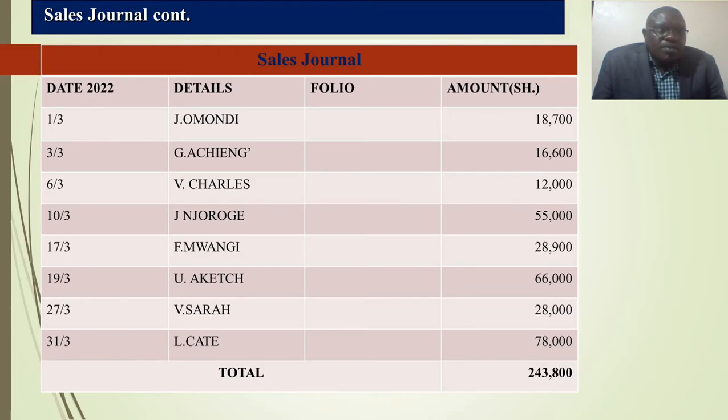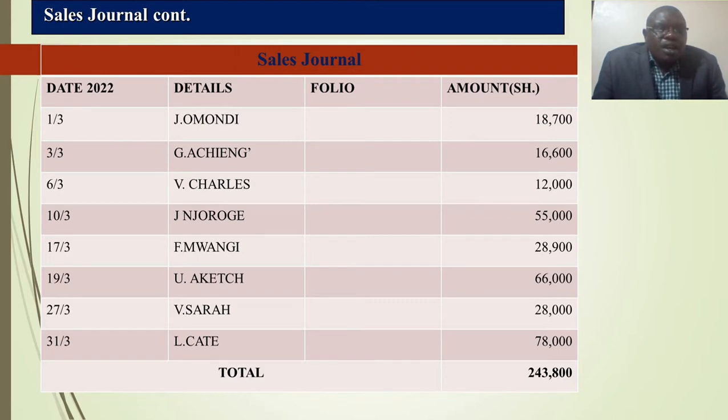On March 27th, the customer is V. Sarah. The amount is 28,000 Kenya shillings. And lastly, on 31st, the client is L. Kate, and the amount is 78,000 Kenya shillings.